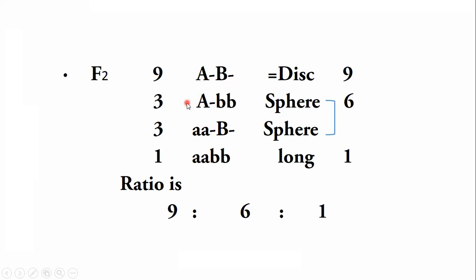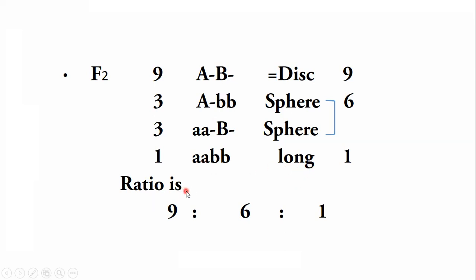That is saying that if a dominant allele is present at any locus, then they are responsible for the same phenotype. It means if A dominant or B dominant alleles are present separately, they are responsible for the same phenotype, that is the sphere shape. But if the dominant alleles of both genes come together, in combination, then they are responsible for disc shape, meaning they are modifying the effect of each other. That's why the shape is disc. And in the last case, when dominant alleles are absent at both loci, it is responsible for long shape.